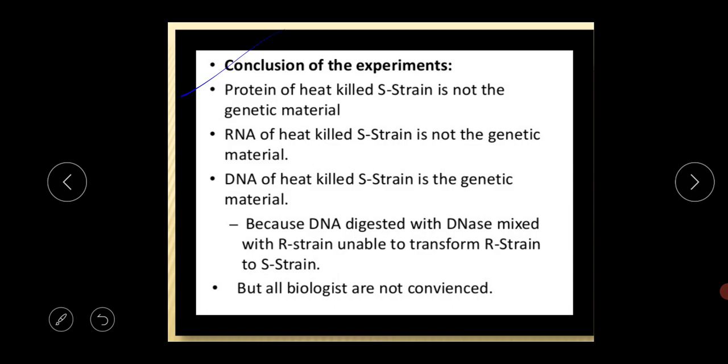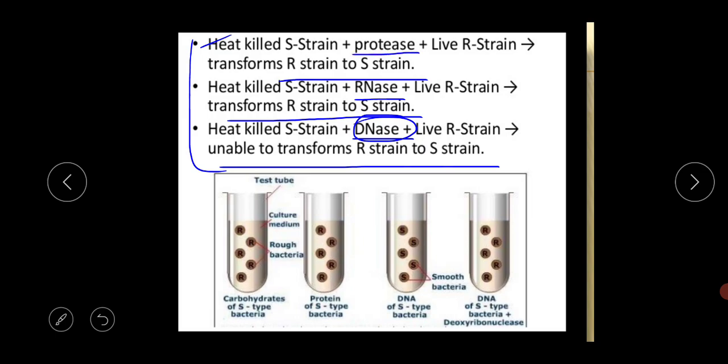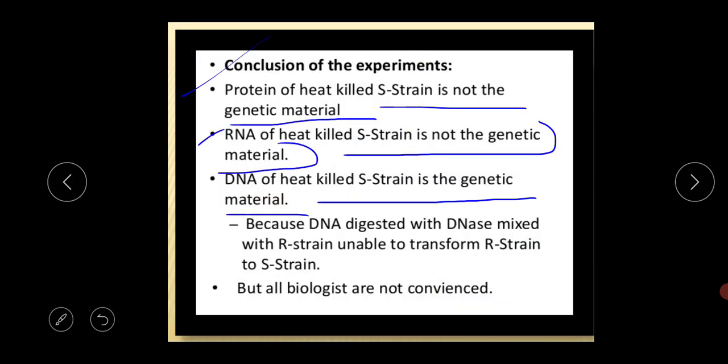The first thing is that the protein of heat-killed S strain is not the genetic material. I am repeating again, the protein of heat-killed S strain is not the genetic material. The second is that the RNA of heat-killed S strain is also not the genetic material, and the DNA of heat-killed S strain is the genetic material. So DNA is the genetic material. When we use protease, it means the protein.